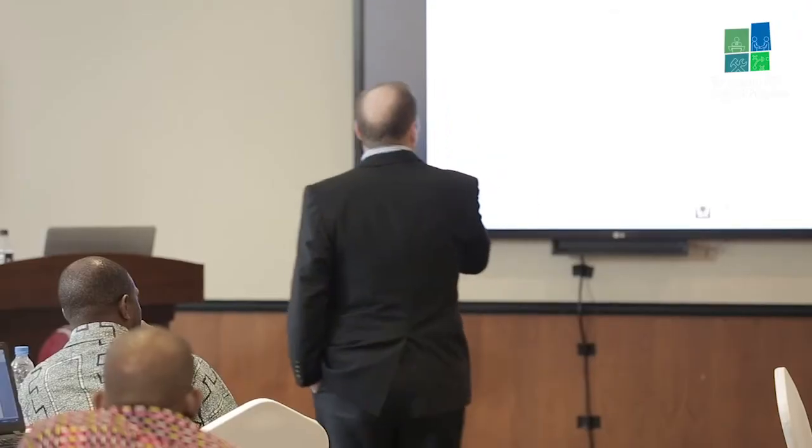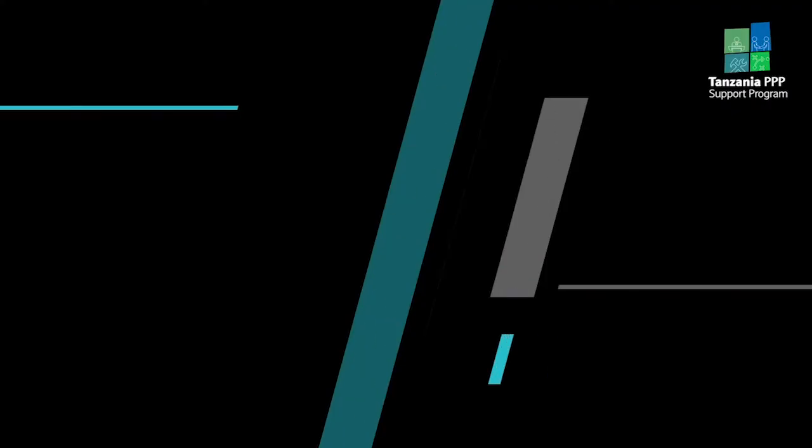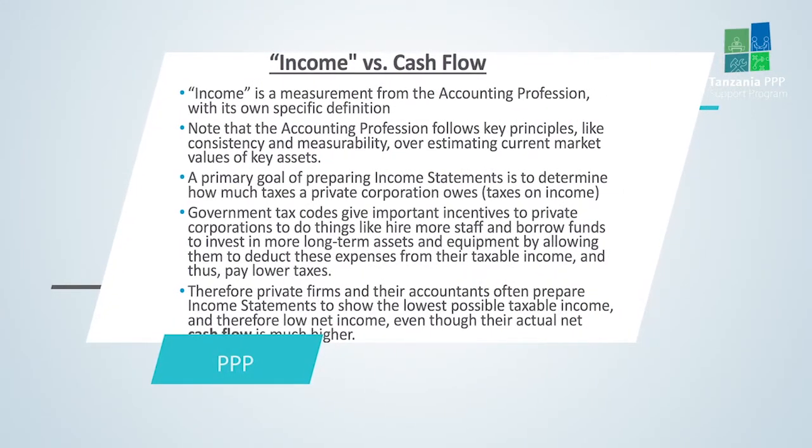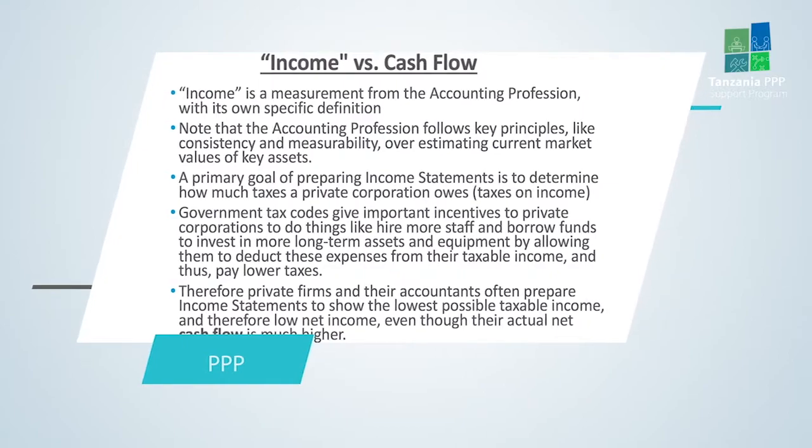Okay, the other thing here is that one of the primary goals of income statements, not the only one, but one of them, is also to calculate how much taxes are owed by a corporation. And in each country, government tax codes are written to give key incentives, especially to businesses, to do certain things. Like it says, if you spend more money on your operating and maintenance costs, like hiring staff, you will pay lower taxes.